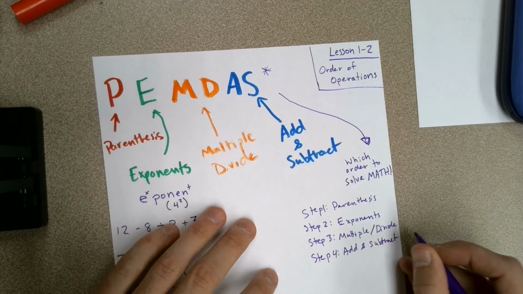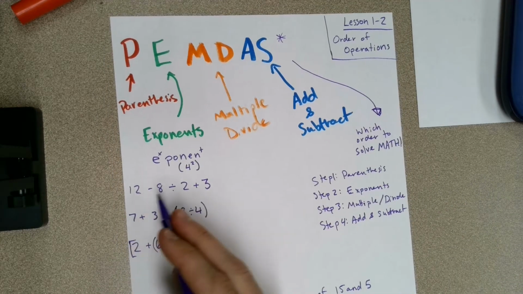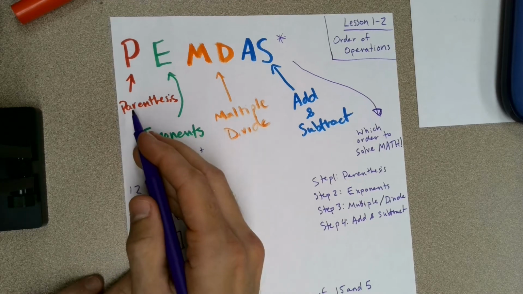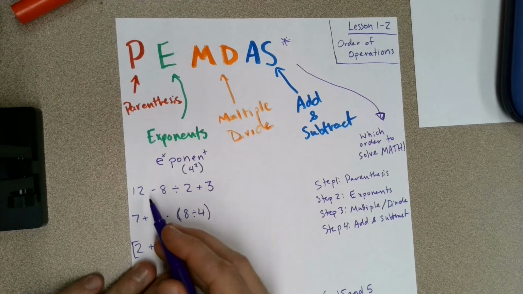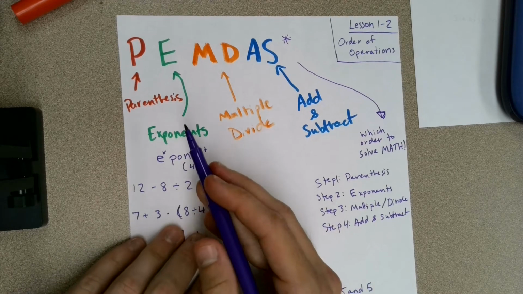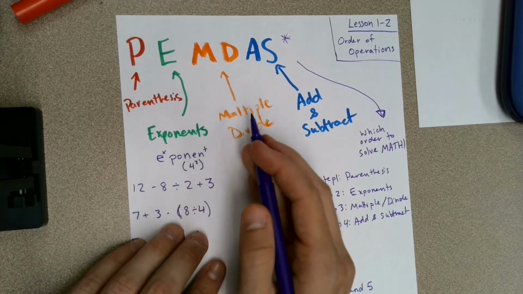Let's try it. Let's try all this goofiness with this first problem right here. All right, we have 12 minus 8 divided by 2 plus 3. All right, let's go through our steps. Do we have any parentheses? There are no parentheses there. Not in this problem. No parentheses, so we can skip it. Exponents. Do we have anything that looks like that? No, we don't. We don't have anything that looks like that, so we skip it. We go to the next one.